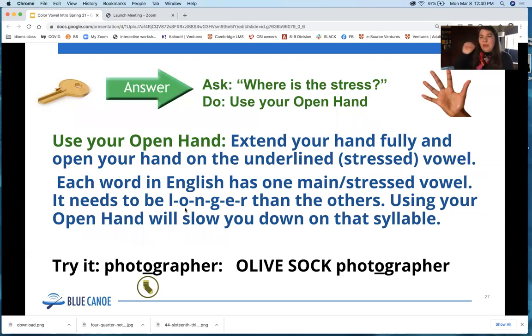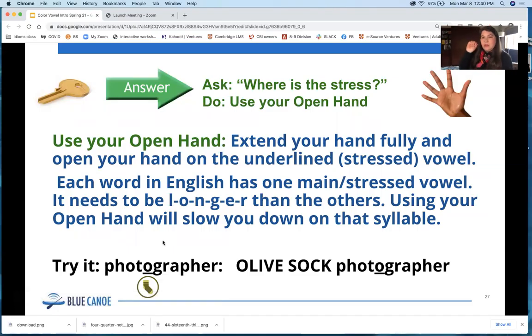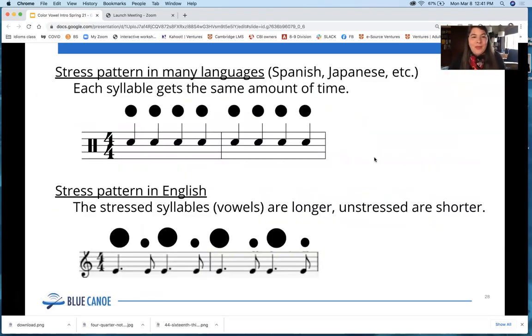In English, each word has one main stressed vowel. It needs to be longer than the others. Using your open hand will slow you down on the syllable. So try it. This is olive sock photographer, olive sock photographer, photographer. Okay? Always use your hand when you're practicing. This is to help you see why.